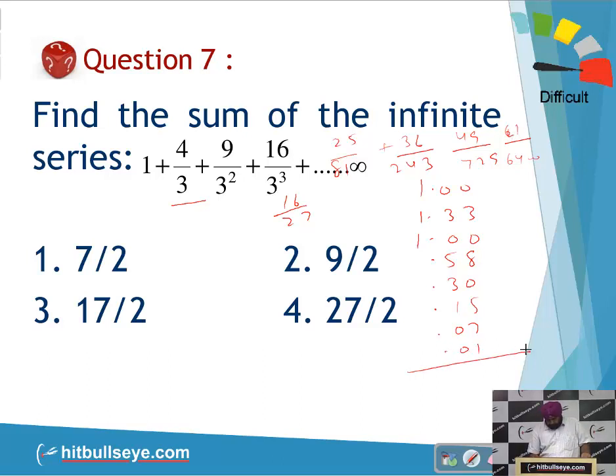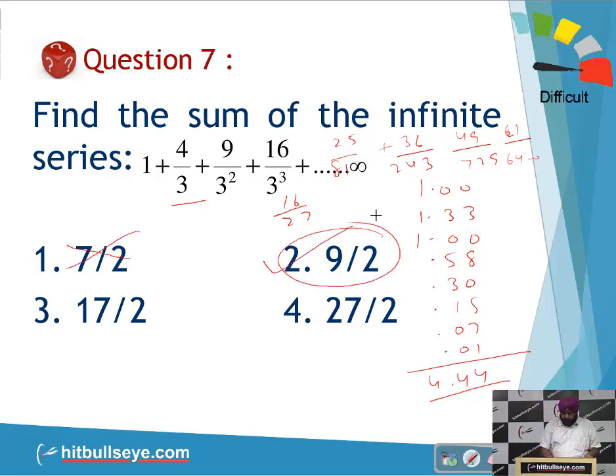We leave it. On adding, it is nearing 4.44. On adding further it can go up to nearing 4.48 or nearing 4.5. We'll check for the options. First option 7 by 2 is 3.5, no way. 9 by 2, 4.5, can definitely be the answer, because 17 by 2 is 8.5, which is very far, and 13.5 is very far. So hence the second option is the answer.